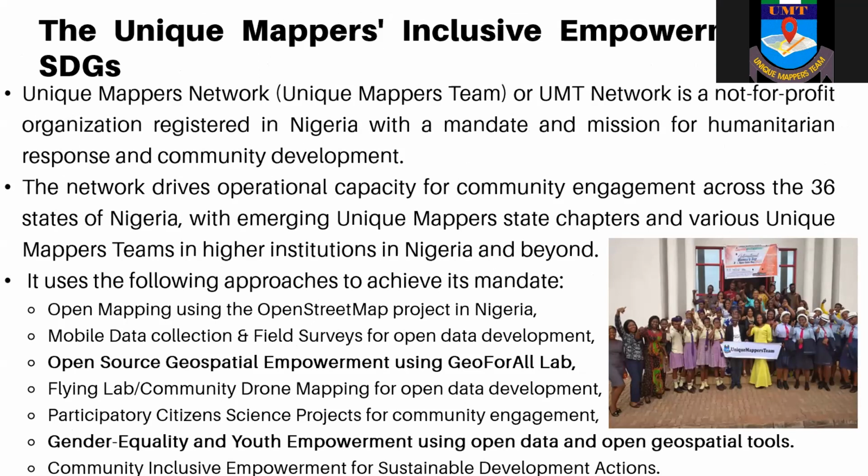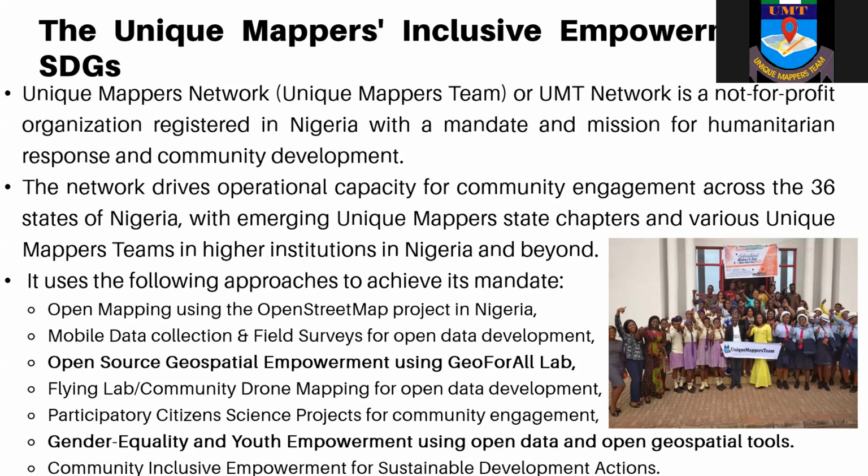Yeah, looking at the Unique Mappers inclusive empowerment for SDGs, I want to say that the Unique Mappers Network, or Unique Mappers Team, or UMT as it is fondly called, is currently a non-profit organization registered in Nigeria with a mandate and mission for humanitarian response and community development. Currently, we are spread across the 36 states of Nigeria, mobilizing volunteers and also providing community empowerment, both in higher institutions and in various sectors, using open source geospatial data and open data.